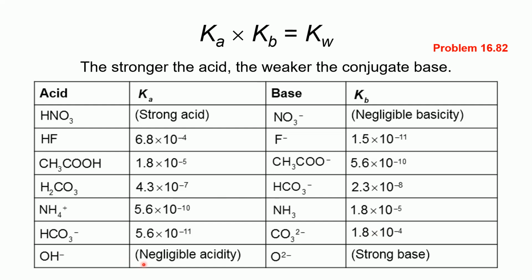Now, if we get all the way down to something that is not really acidic, like OH minus, hydroxide, its conjugate base is going to be a really, really strong base. So this will get protonated essentially 100%. Well, let's look at number 82, and that will wrap up section 16.8.